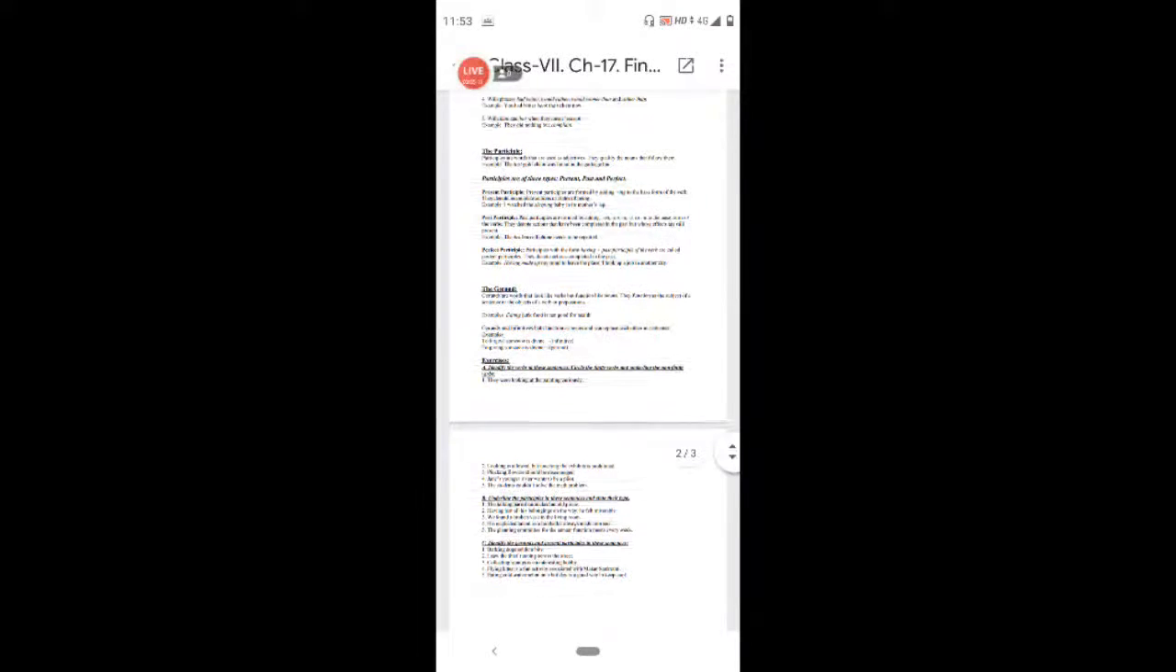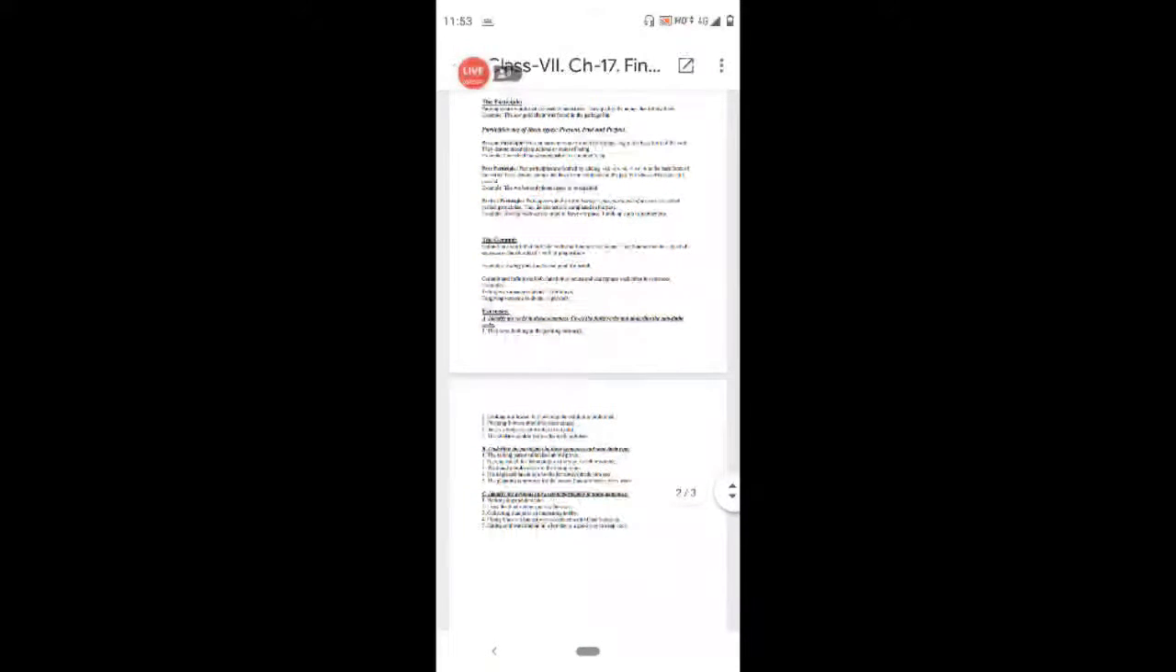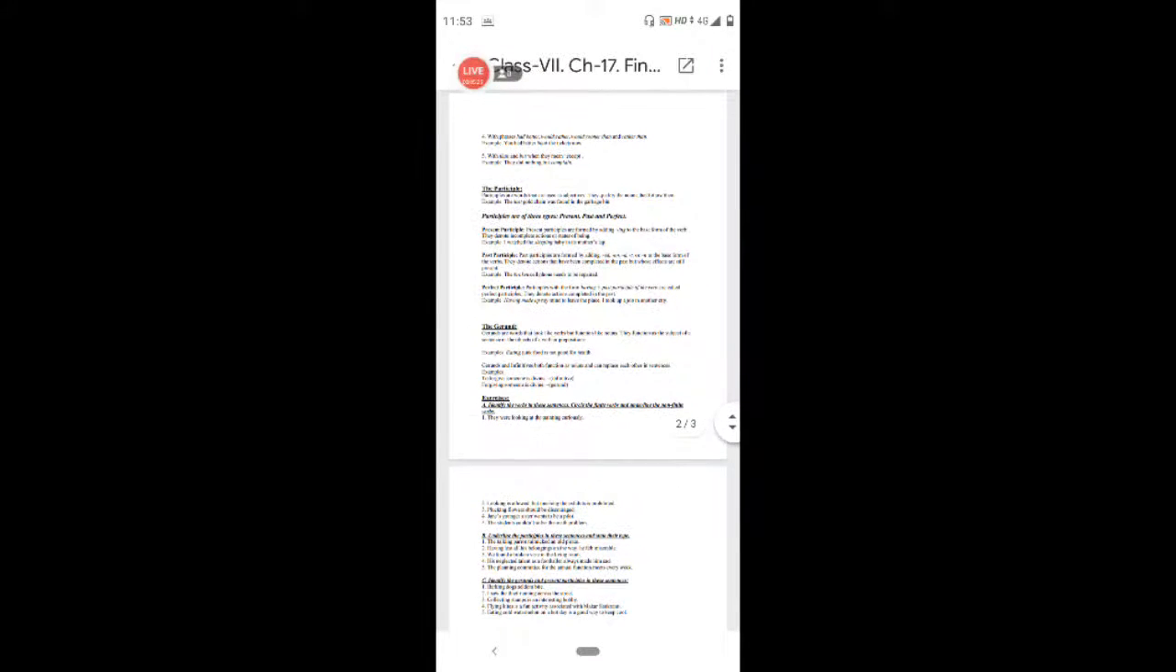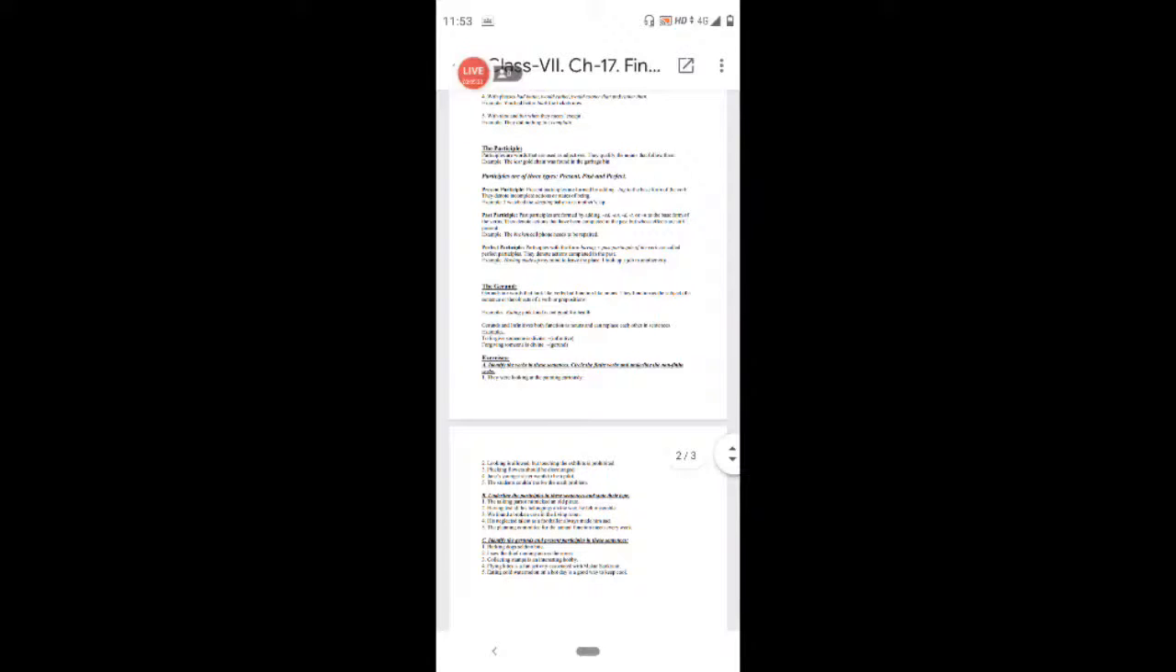Now the participles. Participles are words that are used as adjectives. They qualify the nouns that follow them. Participles are of three types: present participle, past participle, and perfect participle. So what is a present participle? Present participles are formed by adding ing to the base form of the verb.